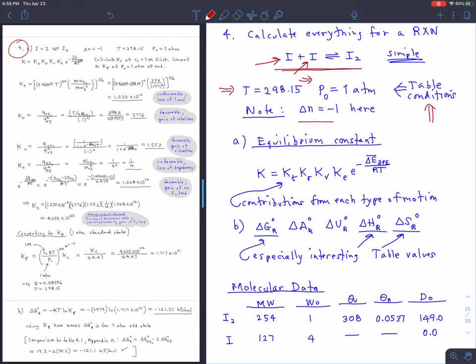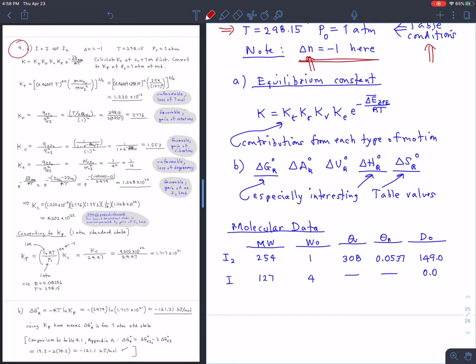Also note, because it will be important, the number of moles on the product side here is just 1. The number of moles on the reactant side is 2. That means delta N for this reaction is -1. That comes in at several points during the course of the calculation.